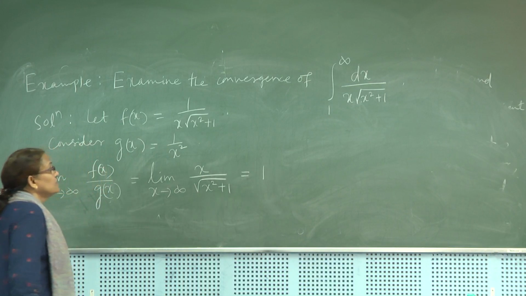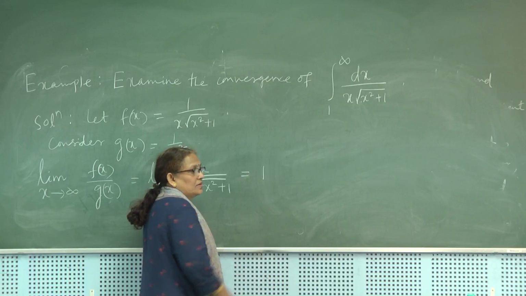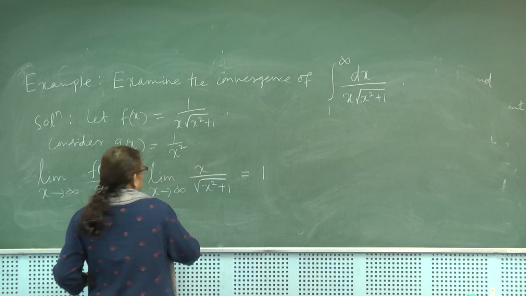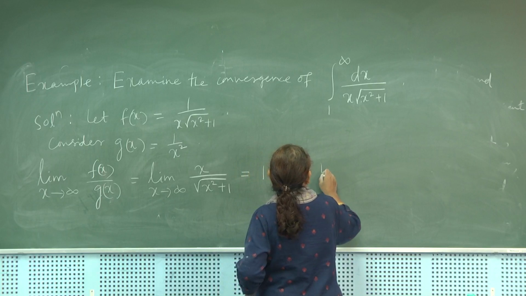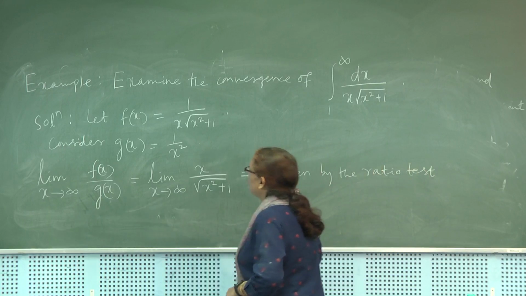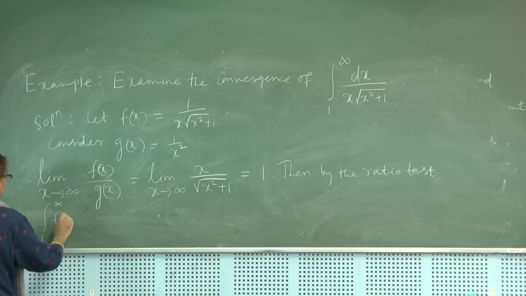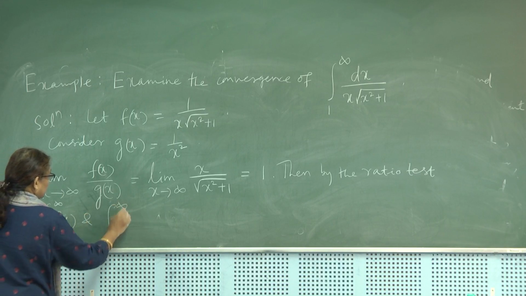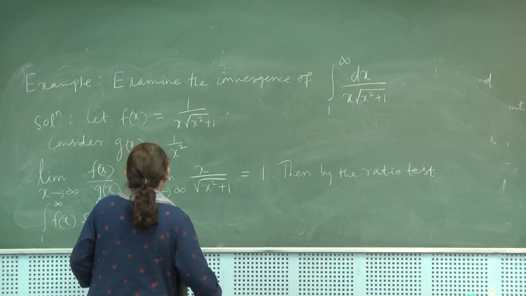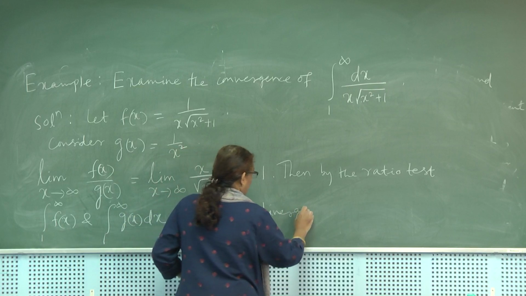And hence, by the comparison test, this L is a non-zero finite number, then by the ratio test, the integral 1 to infinity f x dx and the integral 1 to infinity g x dx converge or diverge simultaneously.